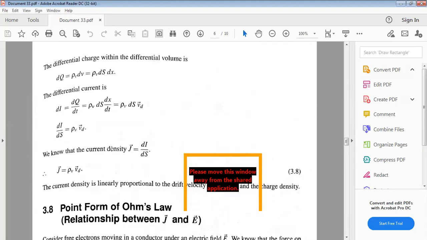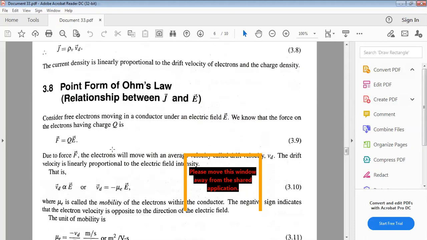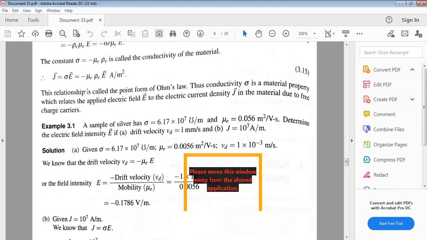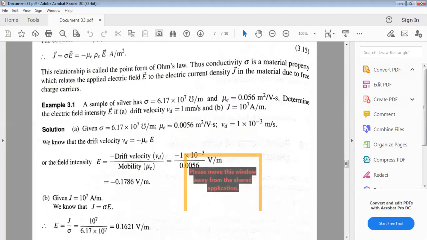How do we derive it? You already know from the last class, the point form of Gauss law. Point form of Ohm's law, J equals sigma E. This is the basic fundamental Ohm's law, originated from electromagnetic field theory. Point form of Ohm's law: the relationship between J and E. We concluded with J equals sigma E. You already know this from semiconductor physics, but how do we get these relations? From these concepts only. Already this problem is covered.